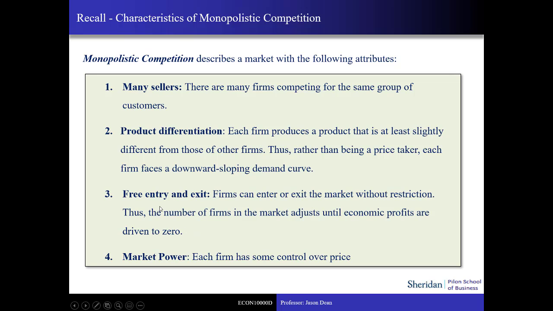We're also going to assume that there's free entry and exit of firms. And so in the long run, again, we would expect that economic profits would be driven to zero. Each firm has some control over their price because of this differentiation. If you think of the hamburger industry, like McDonald's, Harvey's, etc., they have some freedom to set their own prices. If McDonald's increases the price of a hamburger more than another restaurant, there are still reasons for people to buy because their hamburgers are differentiated. So they have some control over the market price.